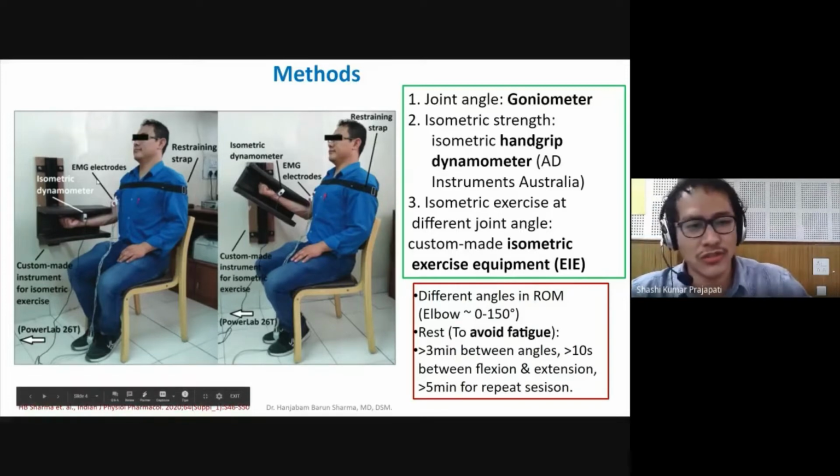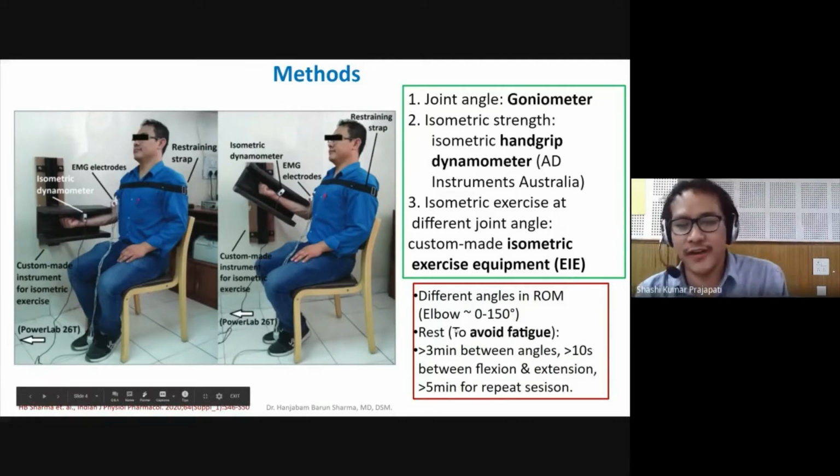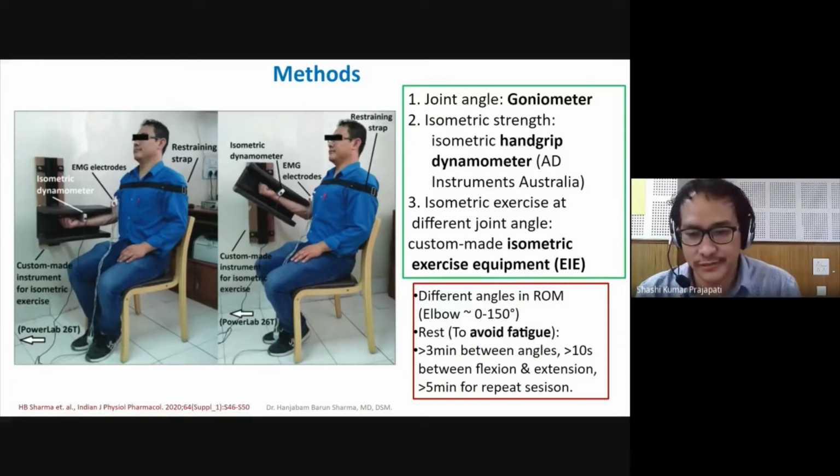Here, the range of motion of the elbow is approximately 0 to 150 degrees, and we try to record as much isometric strength as possible at different joint angles. Basically we want to avoid fatigue, so a sufficient time interval was given between recordings, like between different joint angles. More than 3 minutes was given, more than 10 seconds was given for shoulder flexion and extension at a particular angle, and the whole sequence was repeated after more than 5 minutes, so that we may have more than one recording of the whole session.